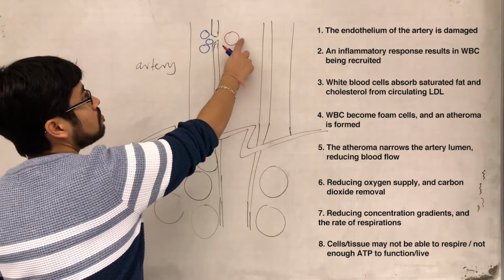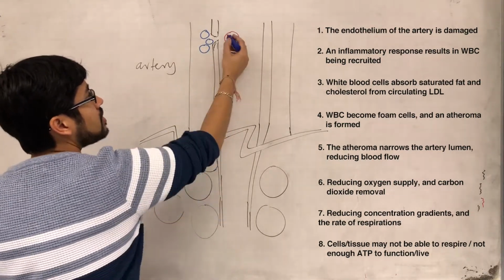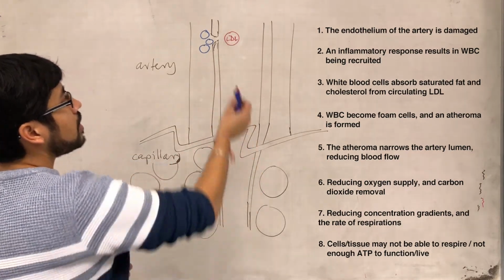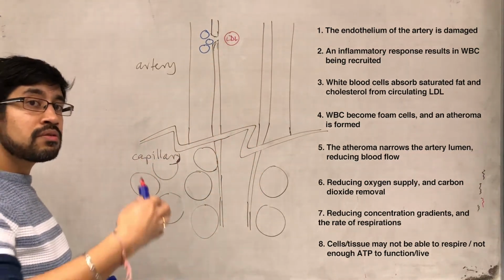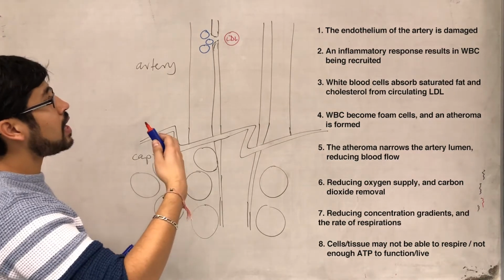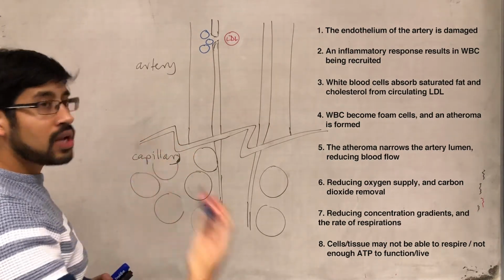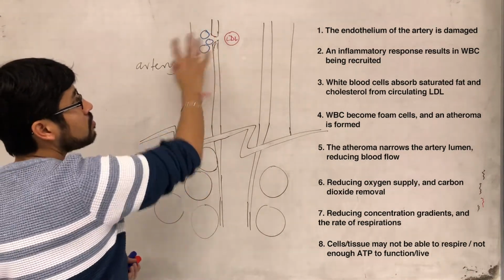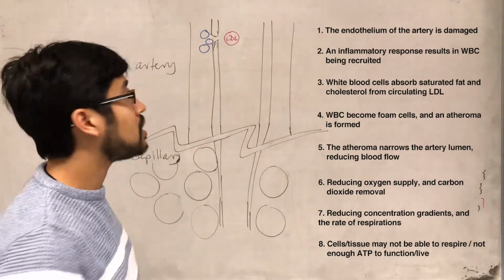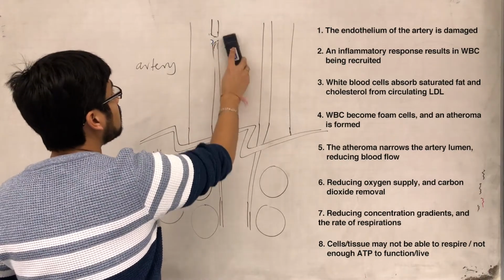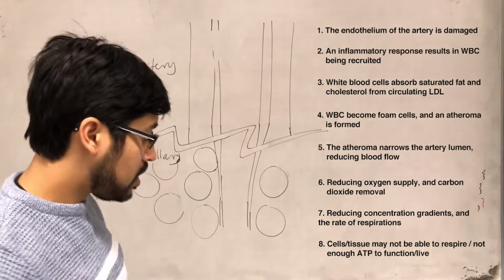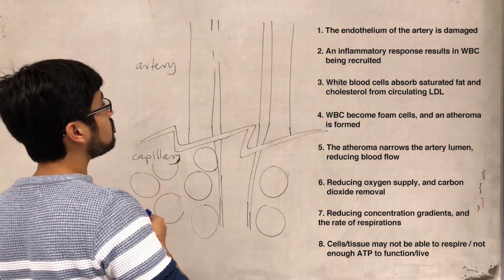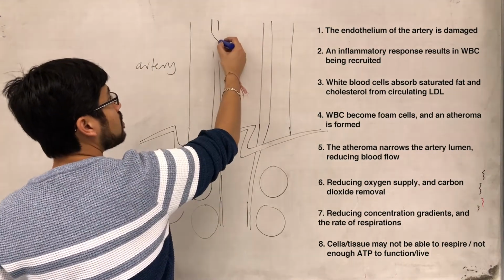Okay, so we have these LDLs, right? So the LDLs, and the white blood cells then absorb the saturated fats and cholesterol from the LDLs, and they start to form an atheroma. And this forms not on top, but behind the endothelium.